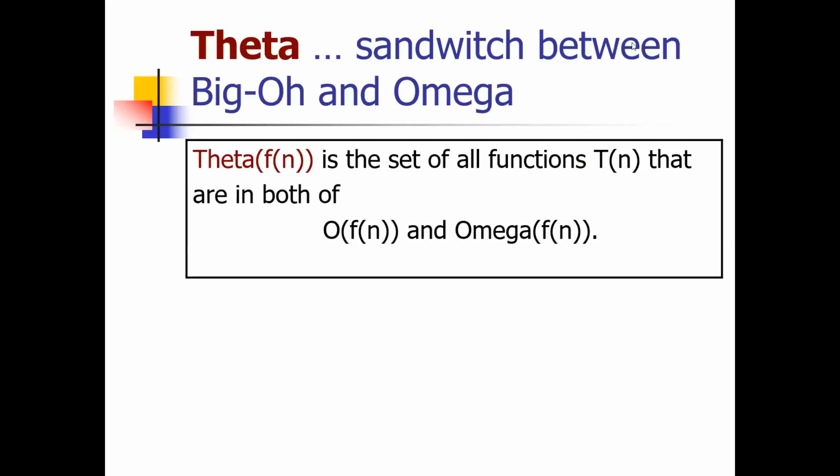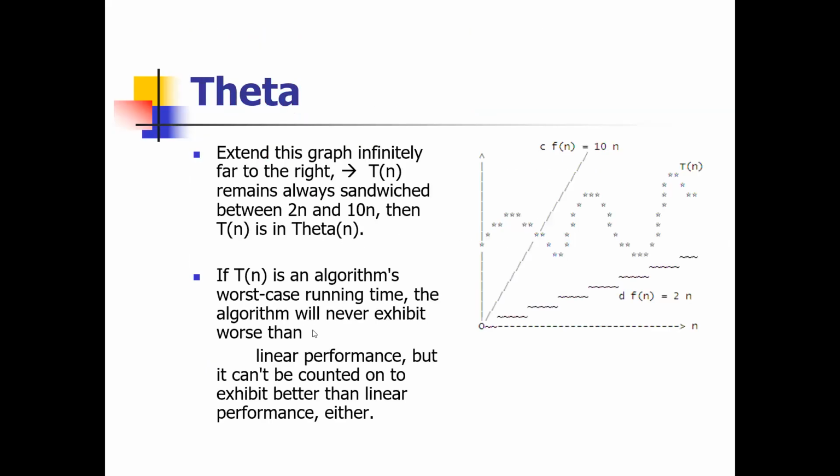Theta, now they spell it sandwich between, so that's what happens when English is not their first language. Theta is between best case and worst case. It's a set of all functions that are in both of these. So that is when your big O and your omega are the same function. There might be different constants, one to take it at the higher level and one to take it at the lower level.